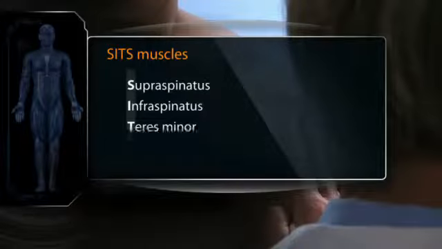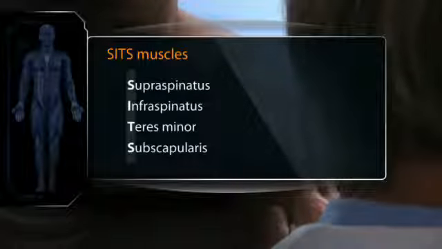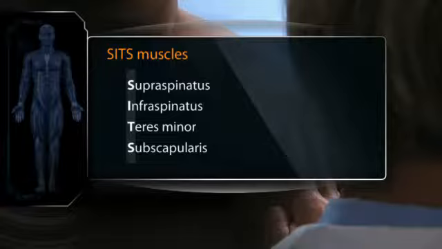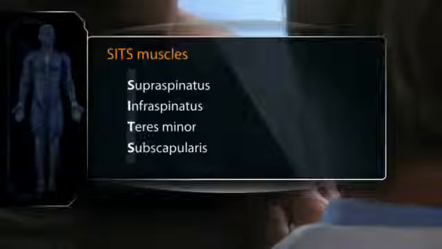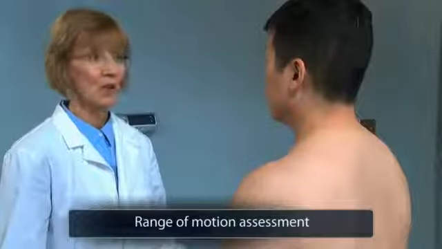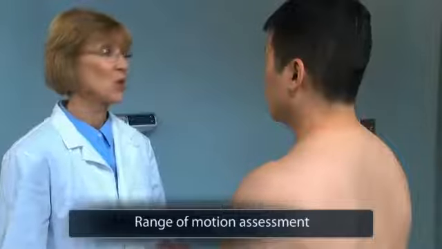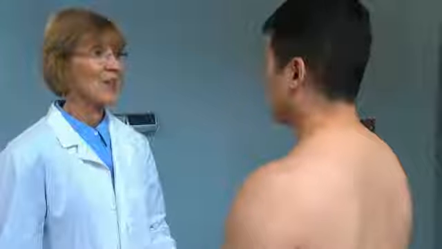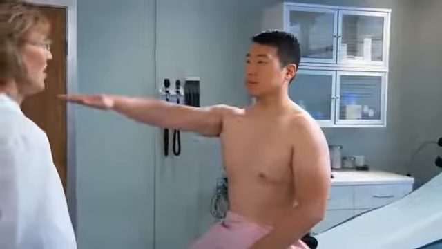Also, lift the humerus posteriorly so you can palpate over the subacromial bursa and subdeltoid bursa and the underlying palpable SITS muscles, which include the supraspinatus, infraspinatus, teres minor, and subscapularis. To evaluate the range of motion of the shoulders, ask the patient to perform the six motions of the shoulder girdle. These include flexion, where the patient raises his arm in front and overhead.